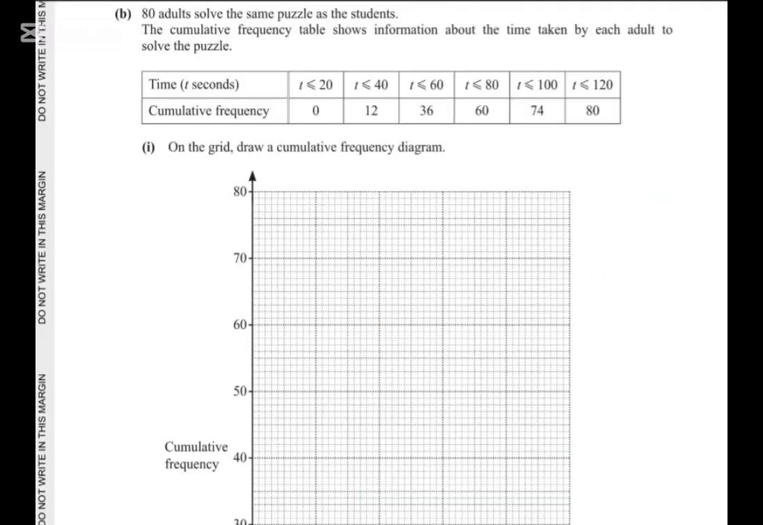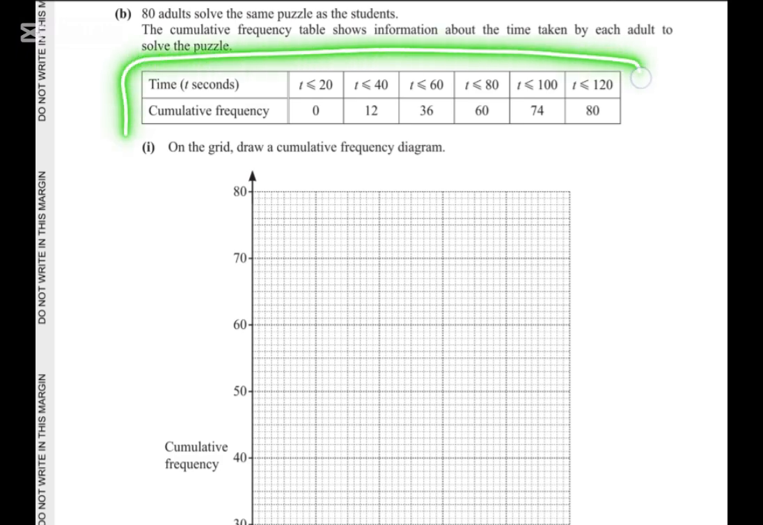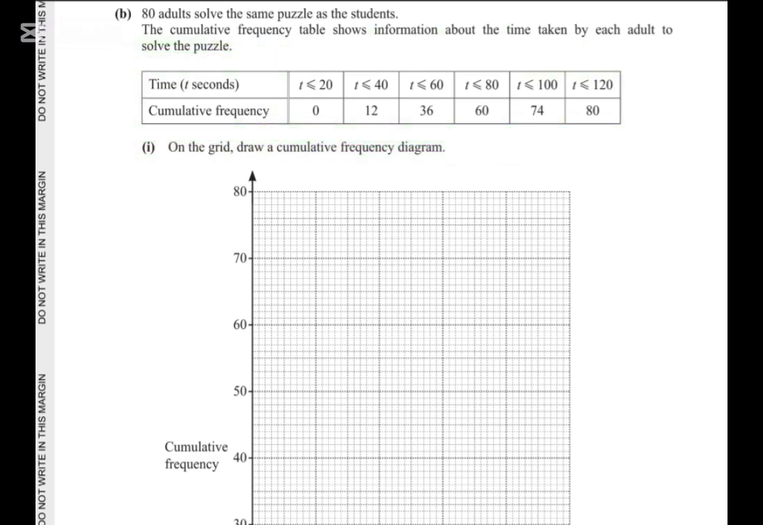Question number B. 80 adults solve the same puzzle as the students. The cumulative frequency table shows information about the time taken by each adult to solve the puzzle. The cumulative frequency table is given to us. This is the table, and 80 adults are solving. In question 1, we need to draw the cumulative frequency diagram. So we need to mark the points.